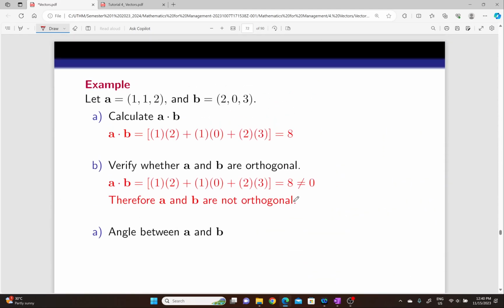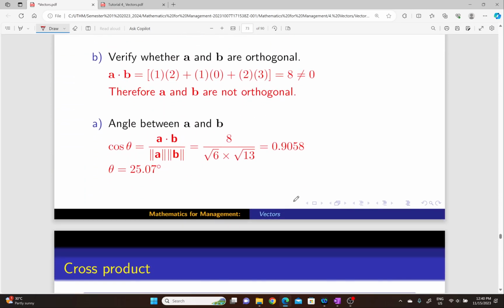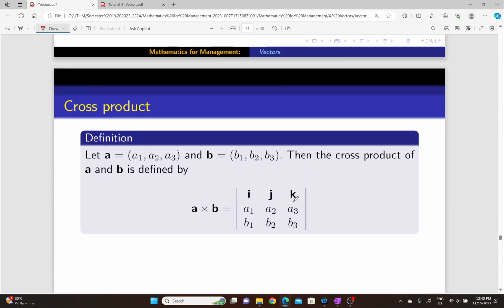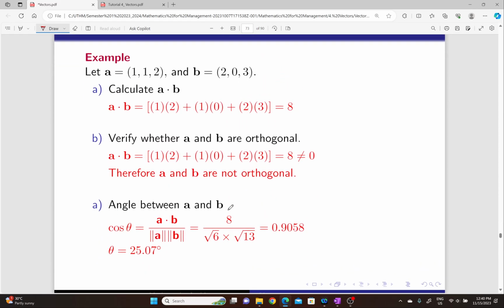Next one is the angle between A and B. I told you we have gone through this. Angle between A and B, you use this formula and you can find the angle is 25.07. Okay, that is regarding some operations. If you can do this, that is fine. This is what I want you to do.